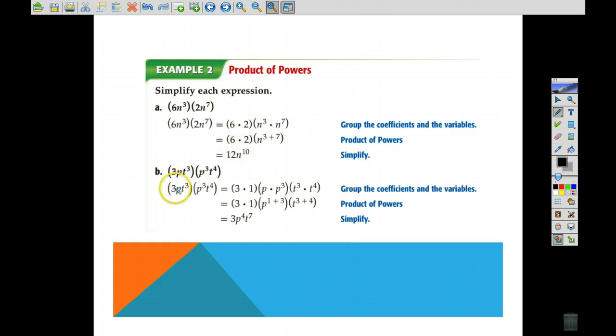All right, same concept here. 3, there's no other number in the big number here, so 3 stays the same. P, if there's no number, that means that's a 1 there. So p to the first times p to the third, 1 plus 3 becomes 4. T to the third times t to the fourth, 3 plus 4 becomes 7.